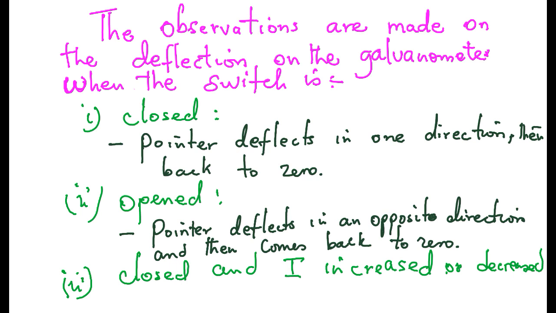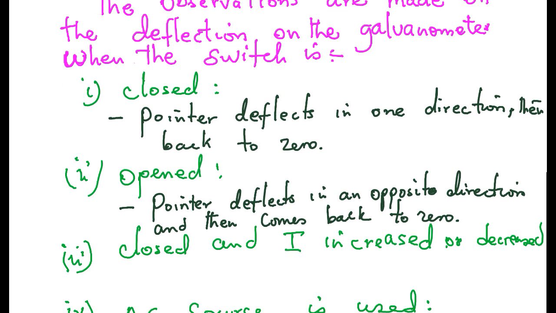The degree of deflection of the pointer is observed to be higher when more cells are used or a higher voltage is provided in the primary coil. So when the switch is closed and more current is provided, then the degree of deflection of the pointer also changes.